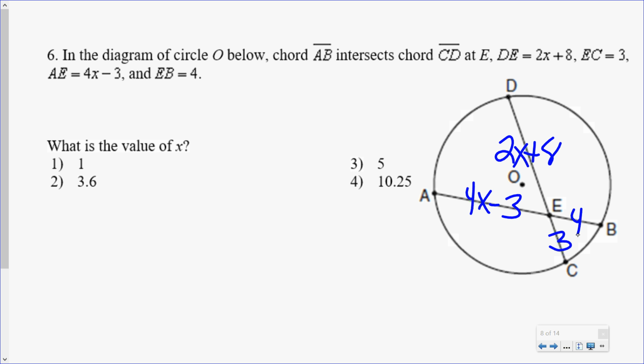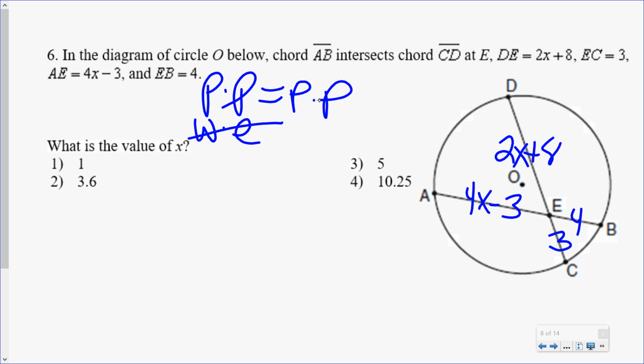Arcs and angles are segments. Well, these are segments, so since they're segments, it's going to be either PP or WE. Is there anything exterior here? No. So I'm going to be using PP equals PP. So the part times part are the two parts of the chord that's being cut. So let's start with DC. The two parts are 2x plus 8 and 3.